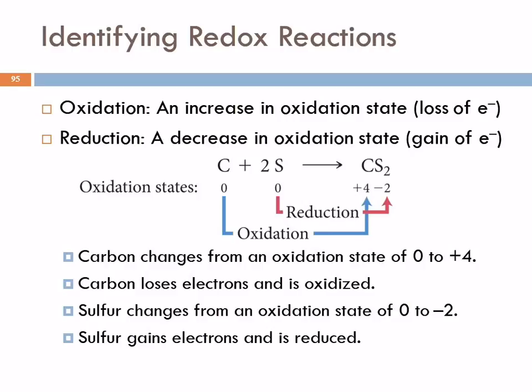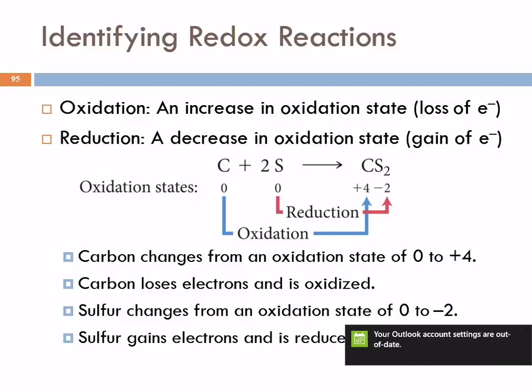And like I said, this is a made-up device to help us recognize redox reactions. It doesn't correspond to a charge. Carbon does not have a +4 charge in this compound. It's not an ionic compound. So the carbon is oxidized. The sulfur went from 0 to -2, a decrease in oxidation state, and so that means that it is undergoing reduction.